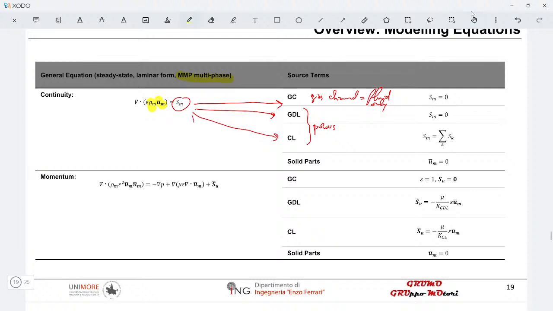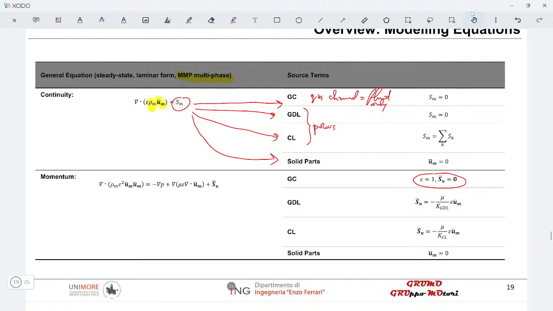And then the solid parts. So the same equation can be differently applied and adapted to all the solid parts. And the same is for the momentum, okay? Again, this is what we have said. For fluids, we have porosity equal to 1 and no source term.